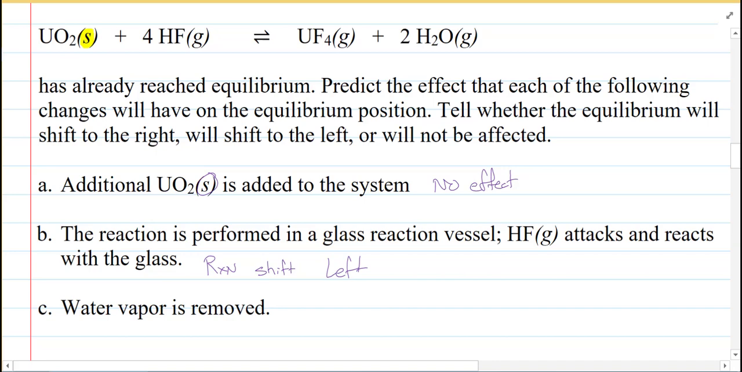If C happens, water vapor is removed. Removing this, that means the reaction will have to shift right.